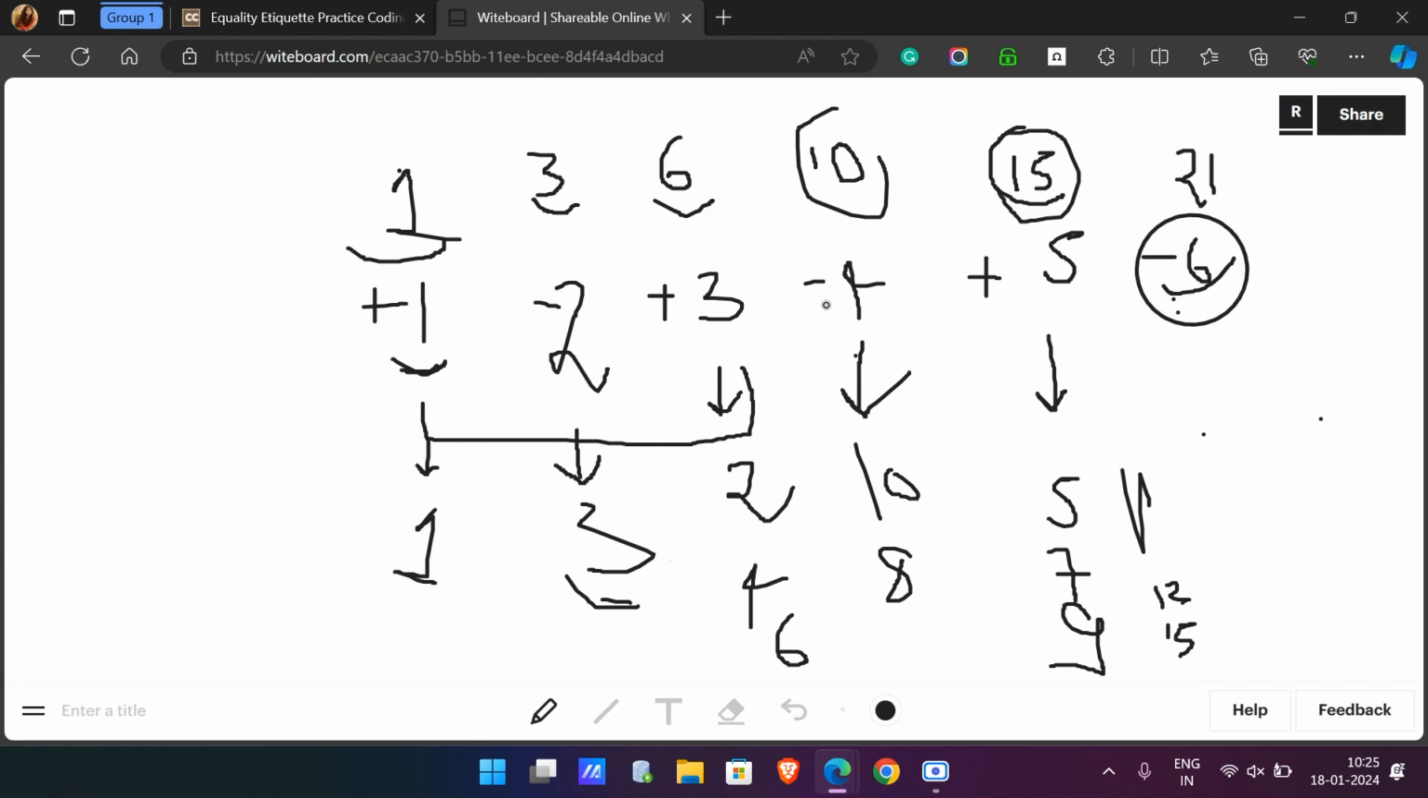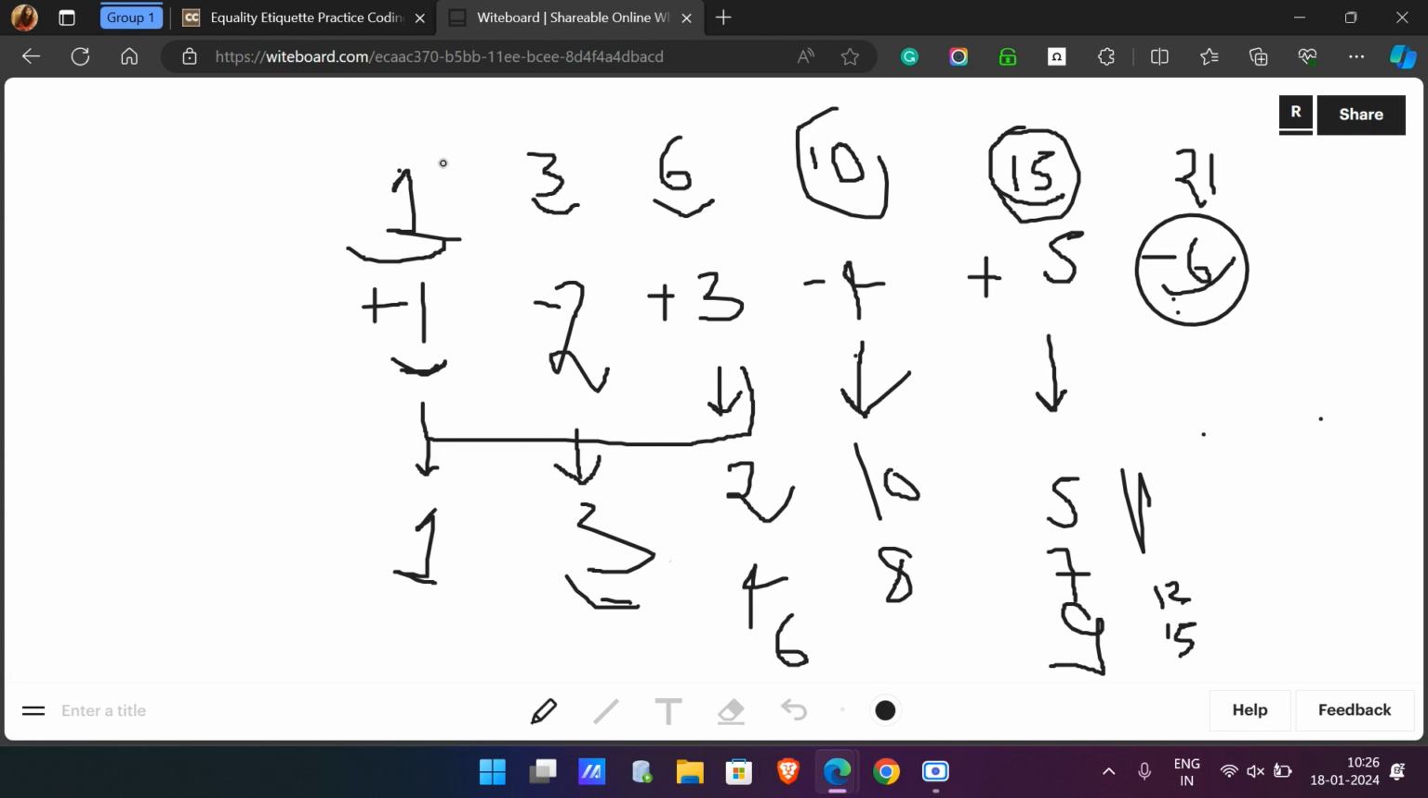If the difference is odd, we need the smallest odd sum which is greater than or equal to the difference. If it is even, we need an even sum which is greater than or equal to the difference. So we know the summation formula n into n plus 1 by 2 for natural numbers. Using that we can calculate the first odd or first even.